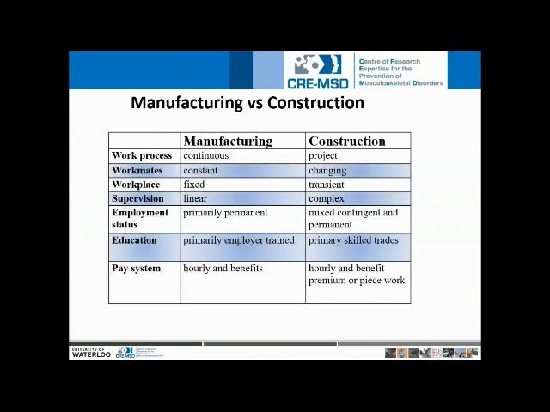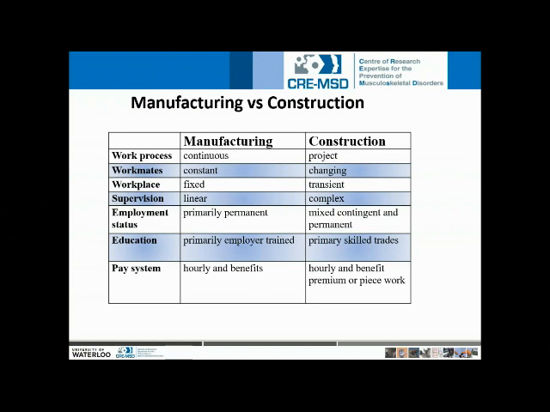To begin with, it's important to understand that manufacturing and construction are significantly different. Manufacturing is an example of a traditional workplace. The work is continuous. You hire people, you keep them on staff. People work with the same workmates. The workplace is fixed so that they're going to the same place every day. And if you need to modify or reorganize the work site, you can do it.